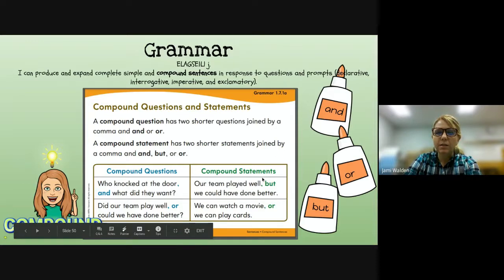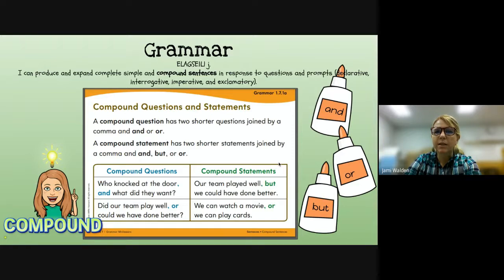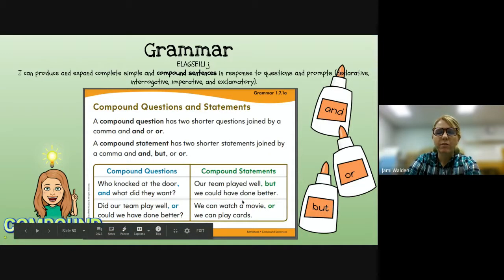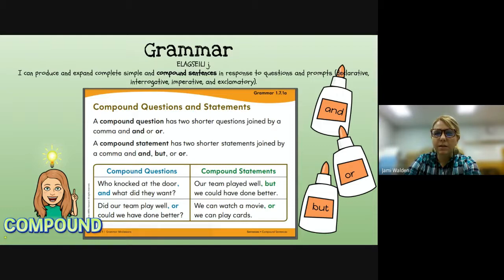Now let's look at the examples of compound statements. Remember, a statement is a declarative sentence, a telling sentence. Our team played well, but we could have done better. I can identify two little statements that could stand alone as sentences. Our team played well. We could have done better. Both of those can be sentences all by themselves, but instead of writing two small sentences, we join them with the comma and the conjunction to make a compound sentence.